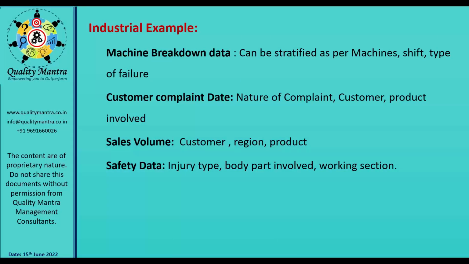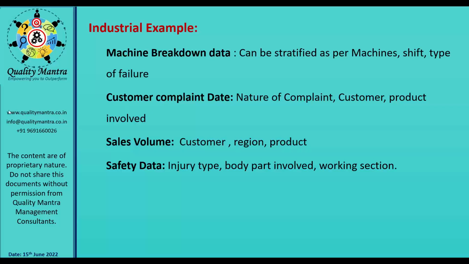Now industrial example I already gave you, that is machine breakdown data. So now if you want to reduce the breakdown time or number of breakdowns, because when the breakdown happens in the organization, it's a loss. You cannot produce during that particular time, so it is nothing but a loss to the organization. So if you want to take certain steps to reduce the breakdown time, to reduce the number of machine breakdowns, you need to stratify the data as per machine, shift, and type of failure. Then you can see which is more, which is less, and then you start taking the action. So where to take the action? Again, you are going to use another tool, that is Pareto chart, that we will see tomorrow.